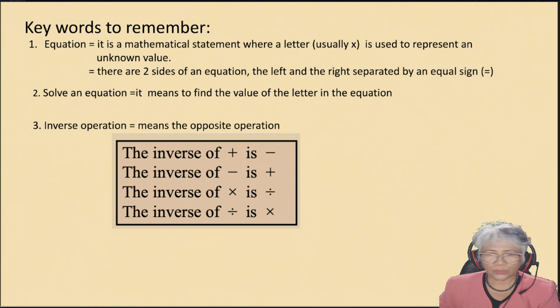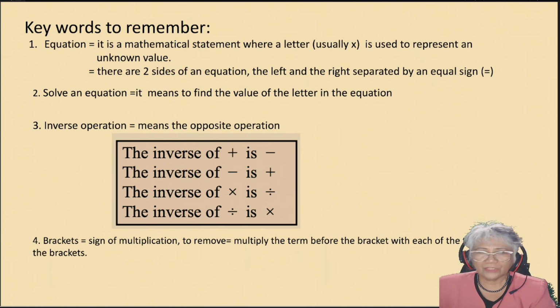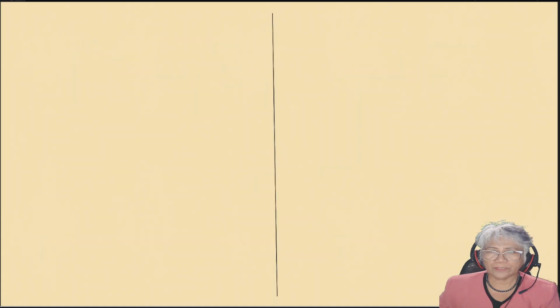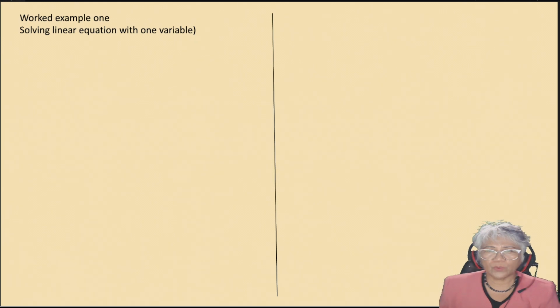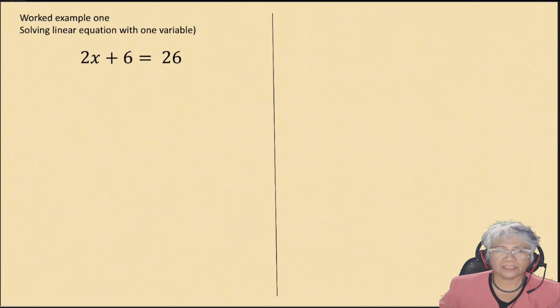Okay, and the next one is the brackets. Brackets is the sign of multiplication, and to remove it, we multiply the term before the bracket with each of the terms inside the brackets. So we have to remember these keywords. Alright, so now let's look at worked example number 1: solving a linear equation with one variable. Okay, let's look at that.